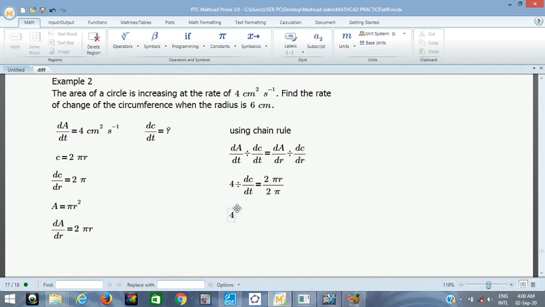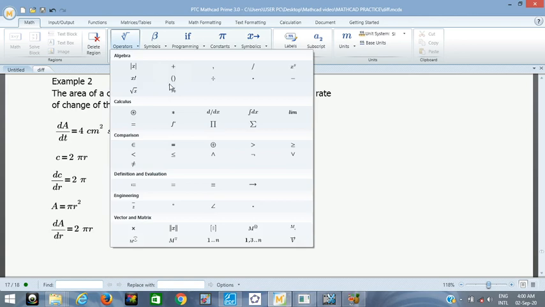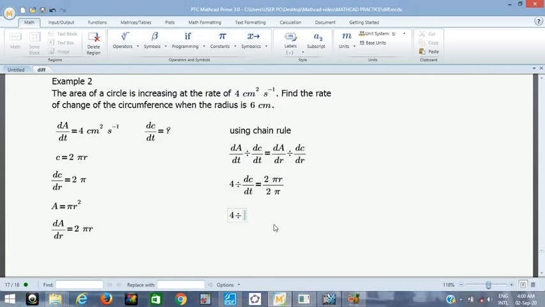So I'm having 4 divided by dc dt, which is equals to r. You can see it's 2 pi, I've already cancelled 2 pi, leaving r. Then what are we going to do next? So you know this is 4 divided by this, so let's cross multiply. If I cross multiply with this, I'm going to get 4 is equals to r multiplied by dc dt.